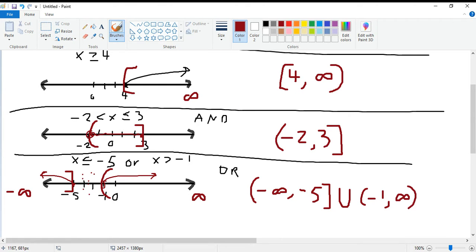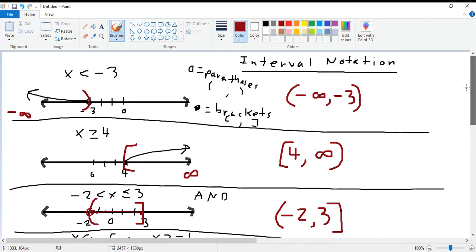It's a parentheses. So that is a very quick explanation of how to write answers in interval notation.